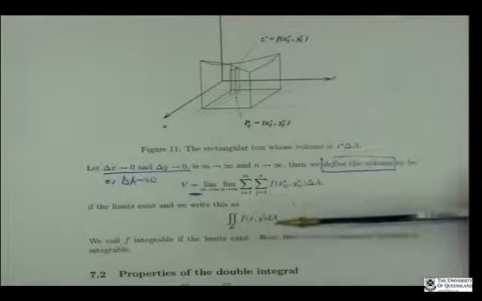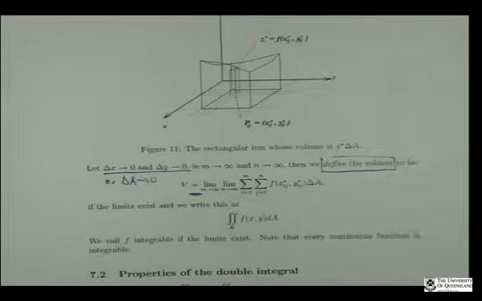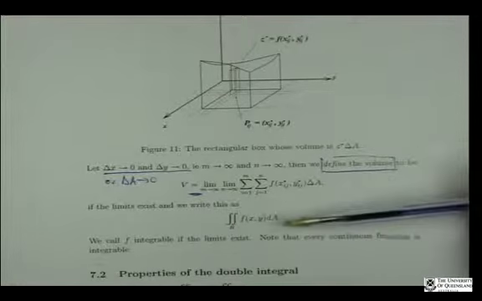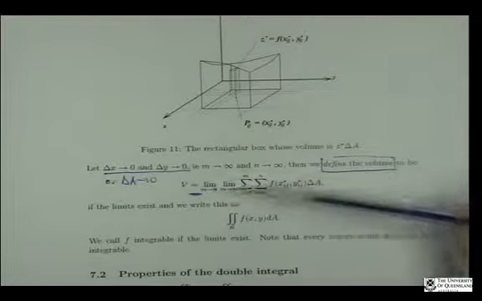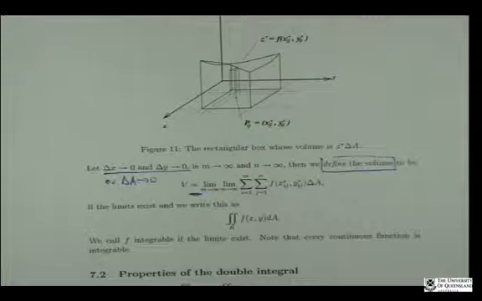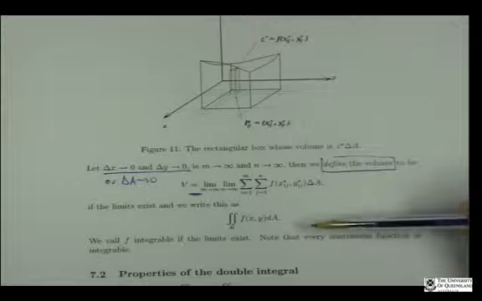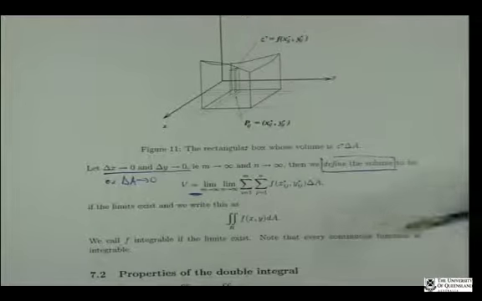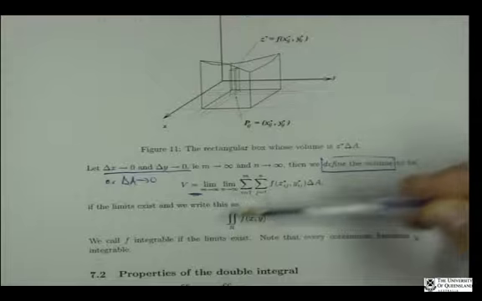In this case, we kept it simple. It's just the rectangle. Later on, we'll consider more complicated regions in the xy plane. If that limit exists, it's not always going to exist, but if it does, we call the function f integrable. One example of an integrable function is a continuous function. Every continuous function is integrable, although the converse is not necessarily true. But nevertheless, this is what we call the double integral.